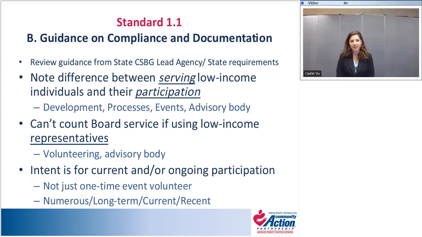So if they help plan the event, if they volunteer on a long-term basis, especially if it's current and recent, so maybe they didn't help you with an event 3 years ago, but really trying to be current and make sure that low-income people are continuously and regularly involved in agency activities. They're involved in the planning and the integral pieces of the events, of the programs, of the evaluation efforts of your agency, and not just volunteering for an hour or two at an event that you hold in the community.